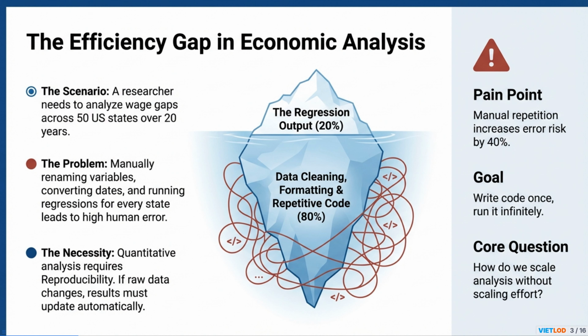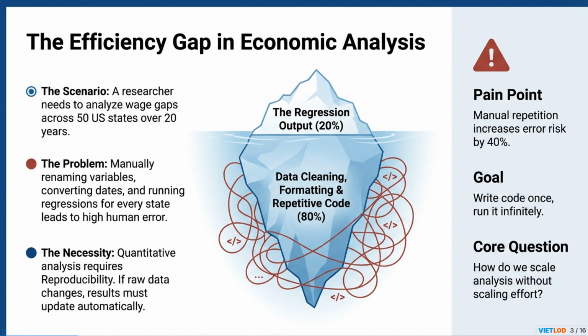Consider a typical research scenario, analyzing wage gaps across 50 states over 20 years. This is a large, complex task. The main problem is that most of the work, about 80%, is not the final regression, but the tedious process of data cleaning, formatting, and writing repetitive code. This is the hidden part of the research iceberg.